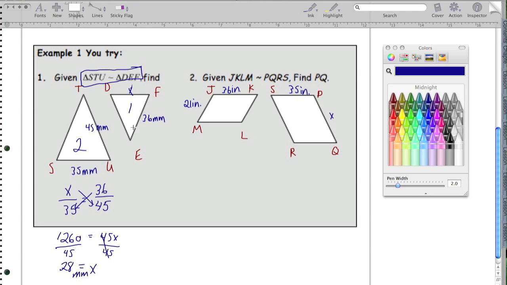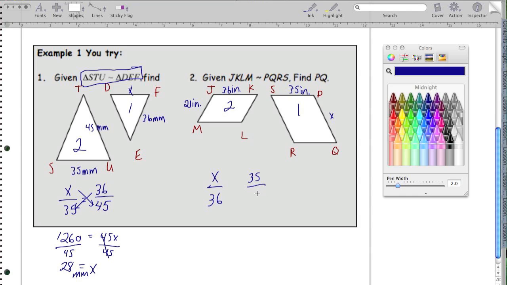Alright, let's try number 2, and it's a similar concept, only we have quadrilaterals, which is the same concept. So we're trying to find PQ, which is this missing side. So I'm going to start with the missing side and find what corresponds to it. PQ corresponds to JK, and JK is 36. I started here, I went to here. Okay, now I need to find another side on this first figure, and they give us that SP is 35.